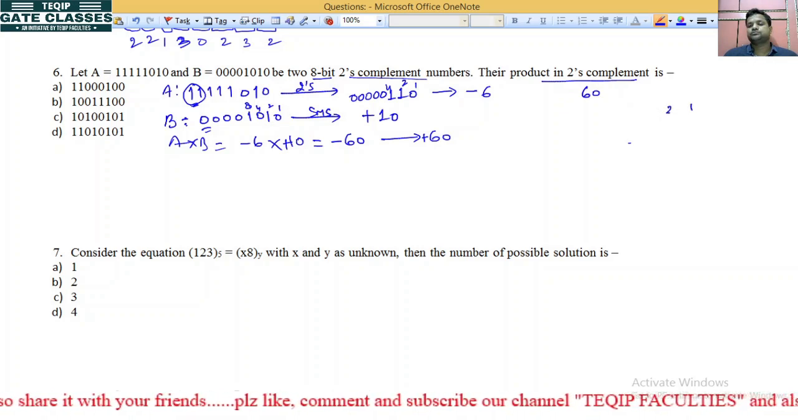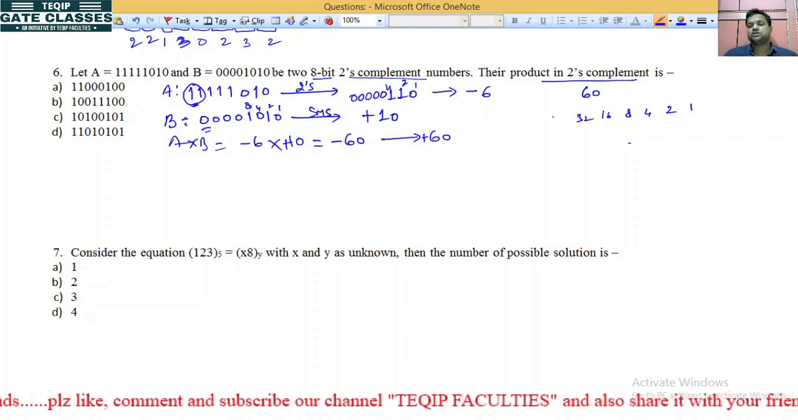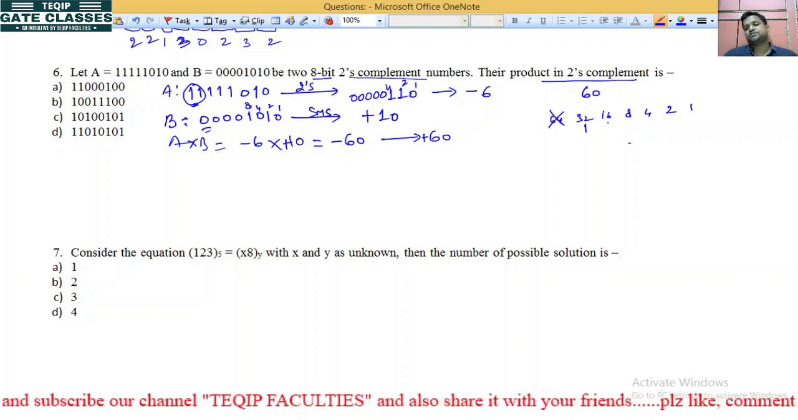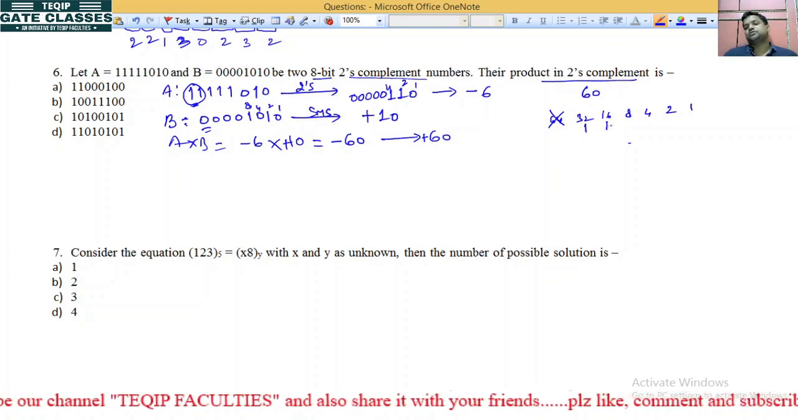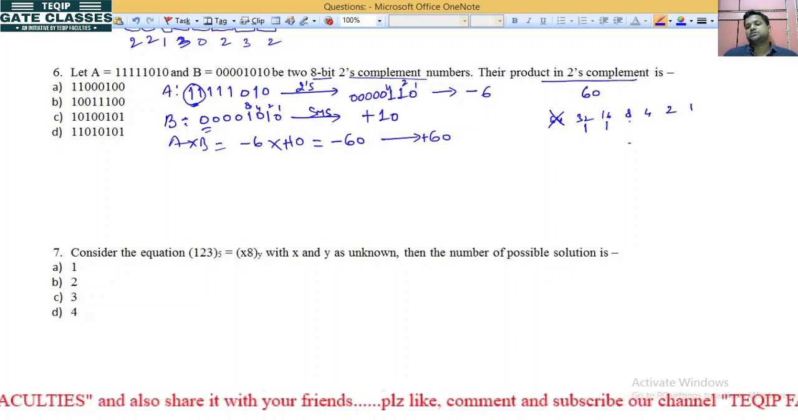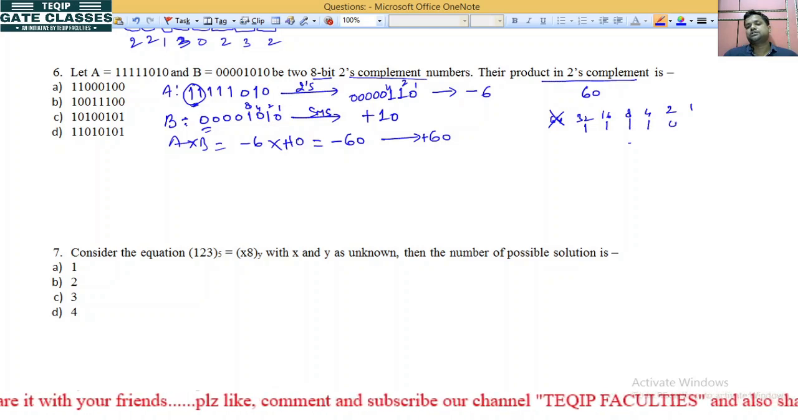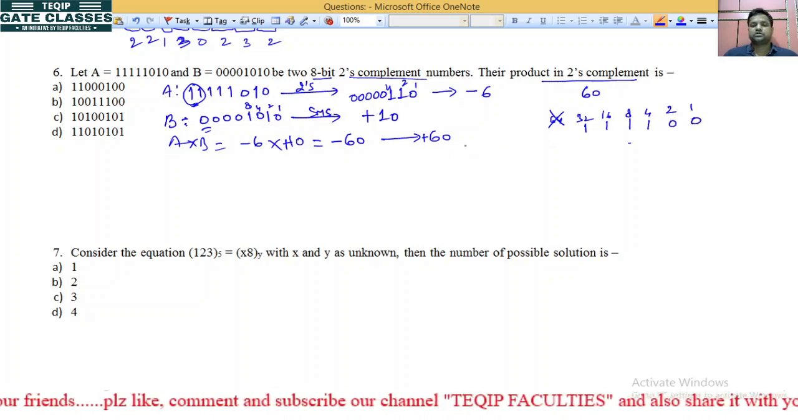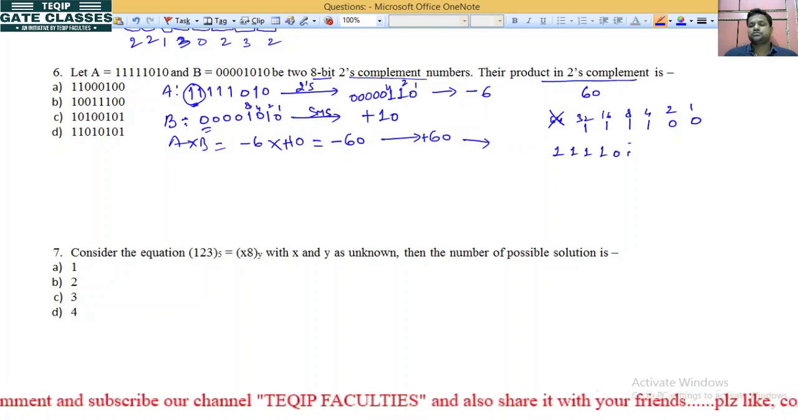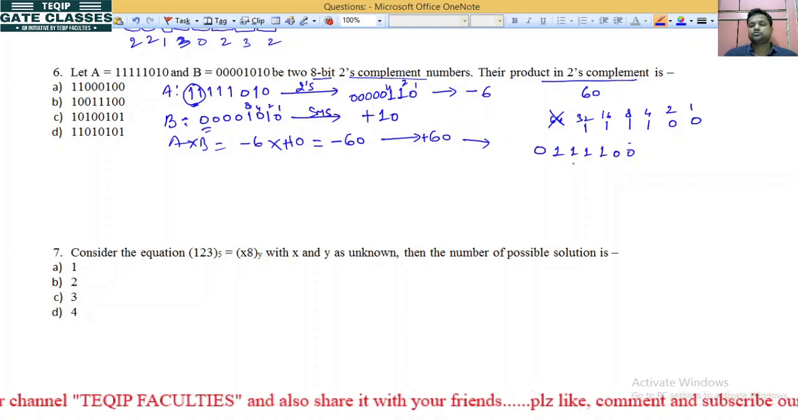What will be the representation? See, we have to go for 1, 2, 4, 8, 16, 32, then 64. Don't want this. 1, 32 plus 16 is 48, 48 plus 8 is 56, plus 4 is 60, the rest will be 0. What will be the value? It is 1 1 1 1 0 0. It is for 60, but we have a plus sign, so it will be 0.